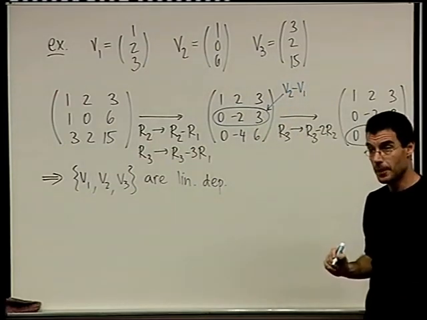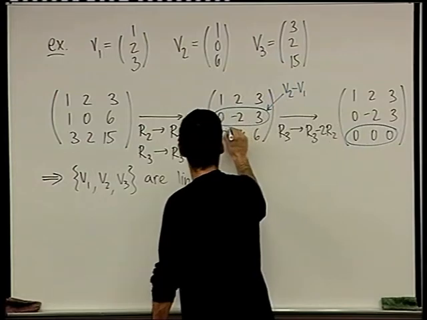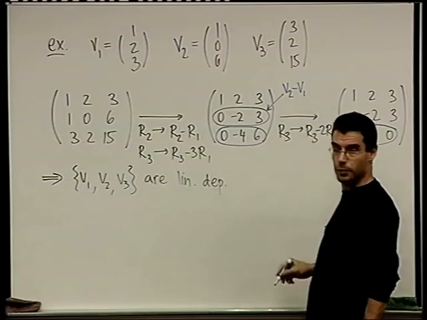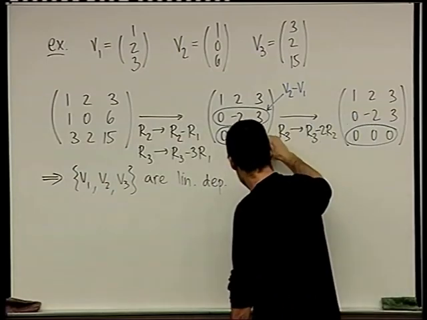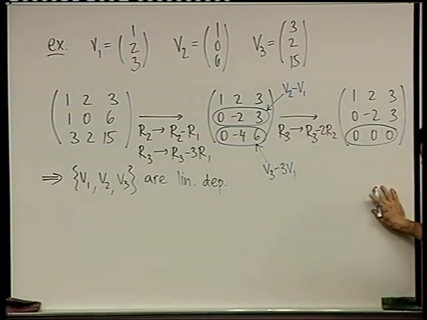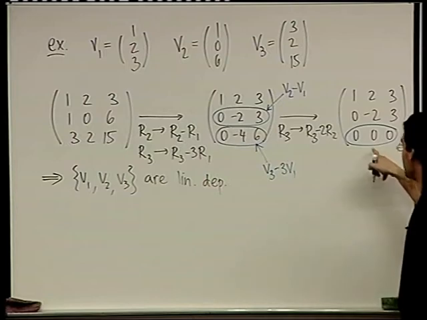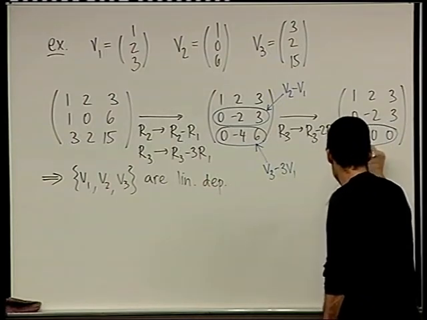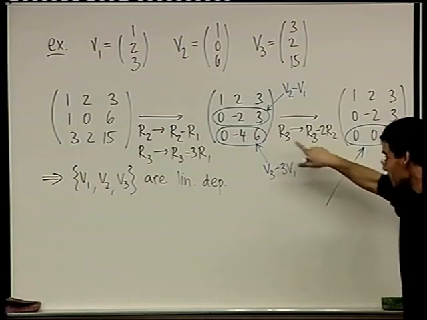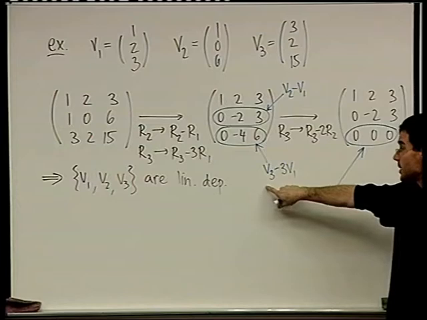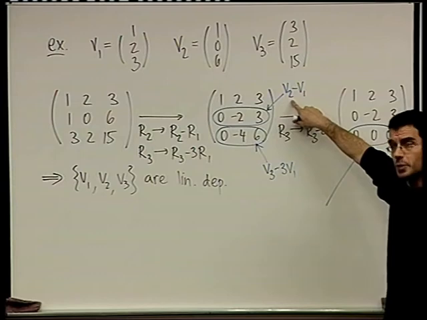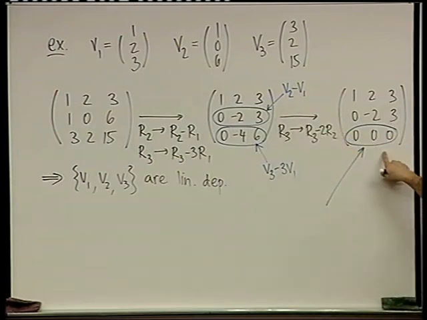Do you agree? Okay? And this row over here is precisely V3 minus 3V1. This row here is V3 minus 3V1. Do you agree? Now what happened here? This row was what? Was R3 of this matrix, which is not V3. R3 of this matrix is actually V3 minus 3V1. Minus 2 times R2, which was V2 minus V1, gave us the 0 vector.